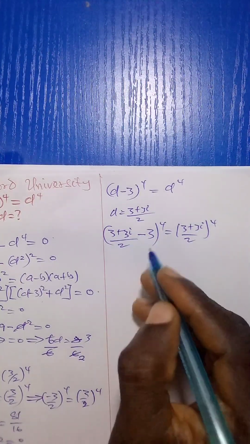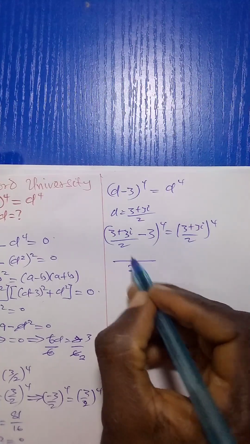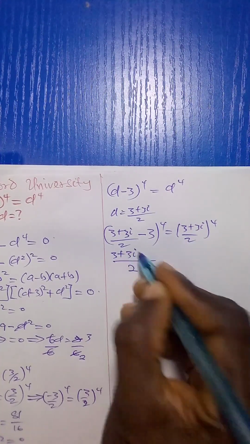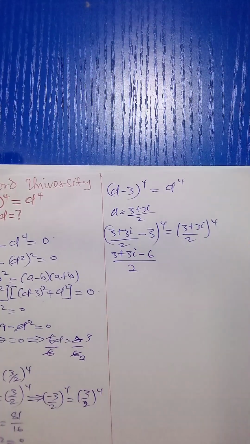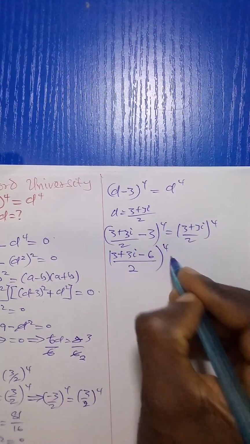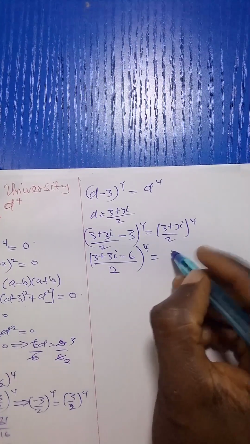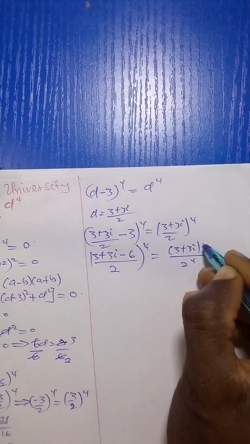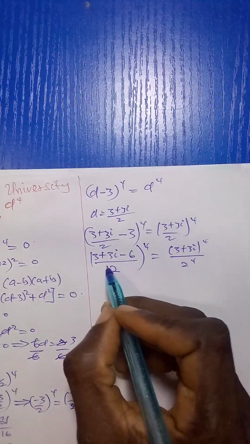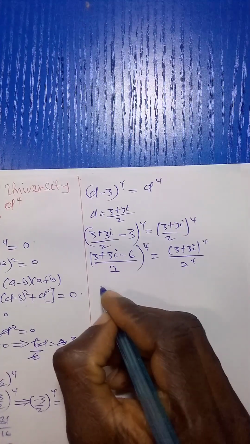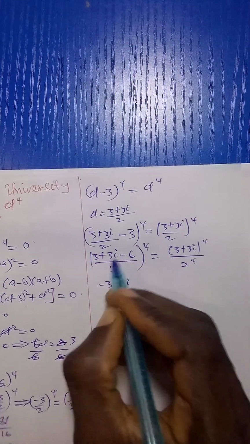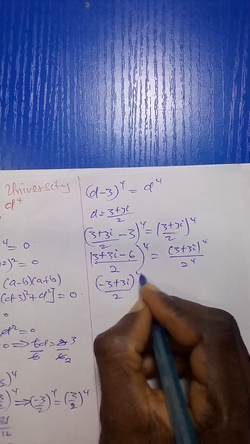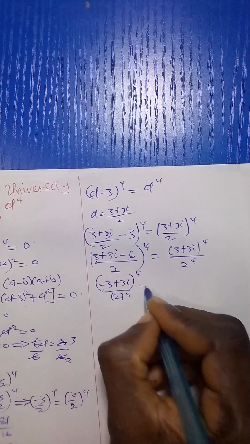Let's convert this to a single fraction. 2 divided by 2 is 1. 3 times 3 is 3. Times 3i will give us 3i minus 6, all raised to the power 4. This remains the same. So we can separate this as 3 plus 3i all over 2 raised to the power 4. Now, if we rewrite this one, we have minus 3 plus 3i, because plus 3 minus 6 will give us minus 3, all over 2, raised to the power 4, and here is raised to the power 4.